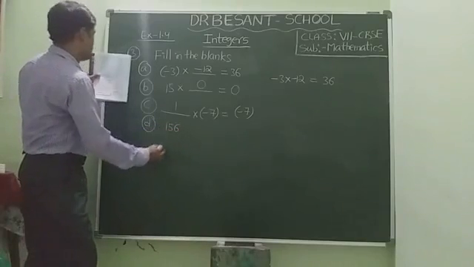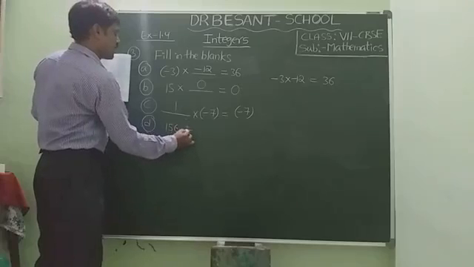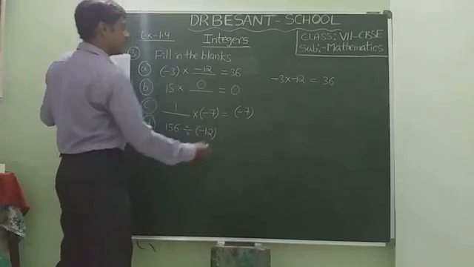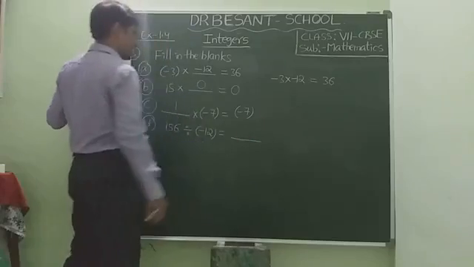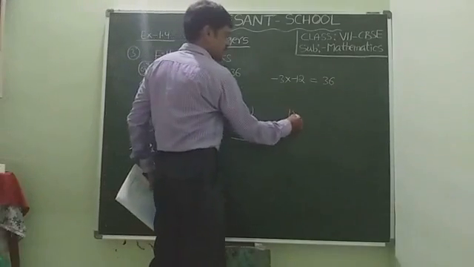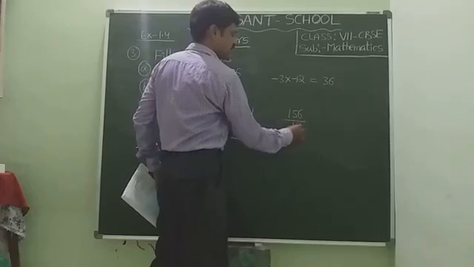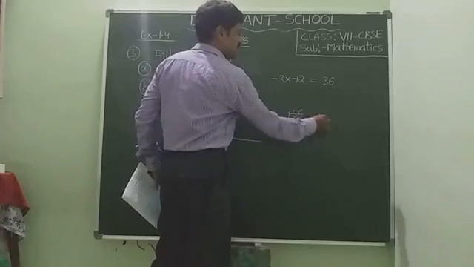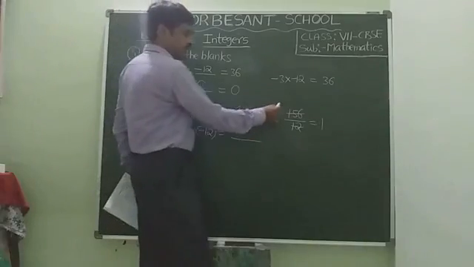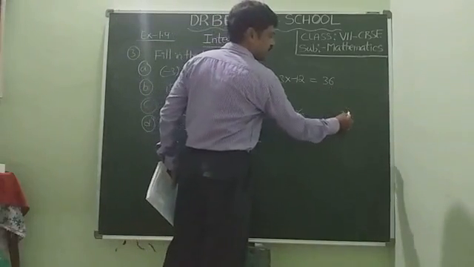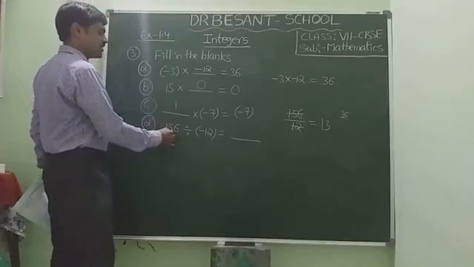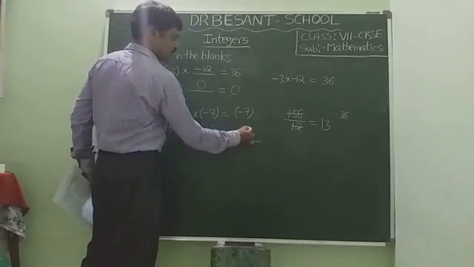156 divided by minus 12 is equal to dash. So, see, 156 divided by 12 first. 12 ones are 12, 13, 14, 15, 3 left. 3 and 6, it is 36. So 12 threes are 36. So 156 by 12 is equal to 13, you write.